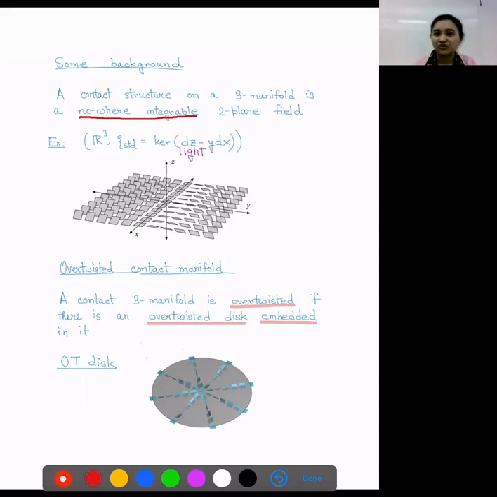Now, what is an over-twisted contact manifold? This talk is on over-twisted manifolds, so I should define it first. A contact three-manifold is over-twisted if there is an over-twisted disk embedded in it. And here is a picture of an over-twisted disk. Now, if you look at this picture, along the boundary, the contact planes are all tangent, and this is the definition of an over-twisted disk. So if you find such a disk embedded in the manifold, and that's important, then it will be over-twisted. And if there is no such disk, then the manifold is tight.